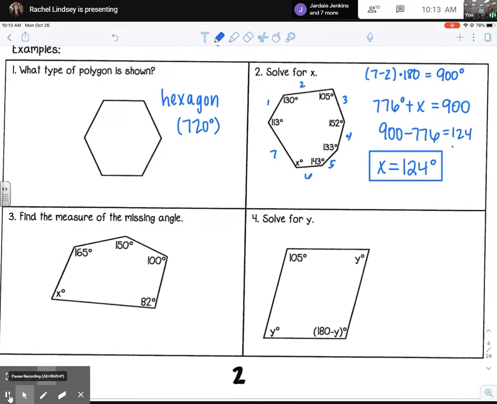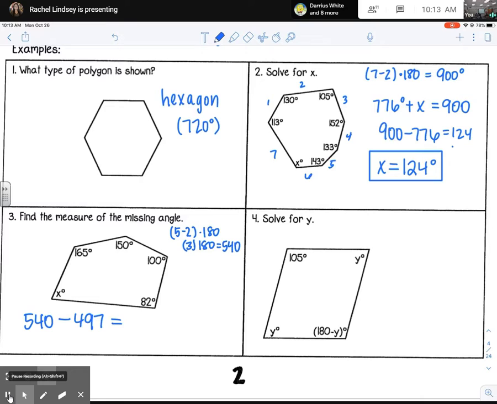Okay, on number 3, that's a 5-sided shape. So 5 minus 2 is 3. What's 3 times 180? 540. So all of those should add up to equal 540. So we'll do 540 minus the sum of all of those. So what's 165 plus 150 plus 100 plus 82? 497. So 540 minus 497.